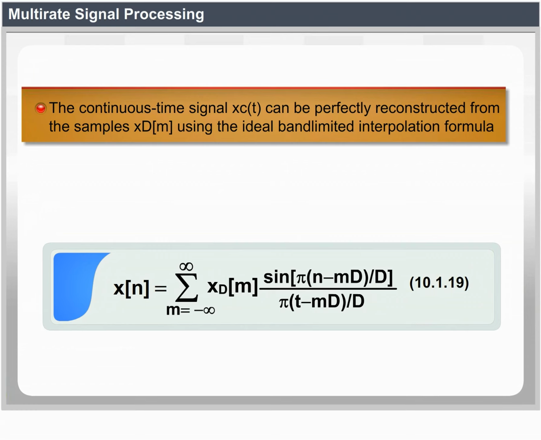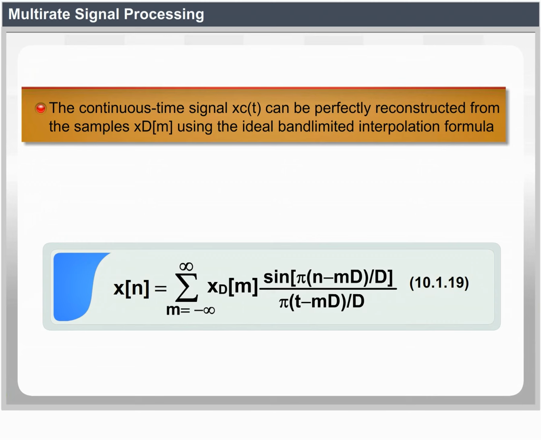Clearly, the ideal discrete time interpolator 10.1.19 is not practically realizable. However, practical approximations obtained by windowing the ideal interpolation sequence and using the DFT are possible.